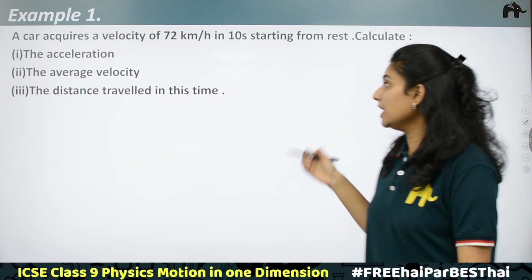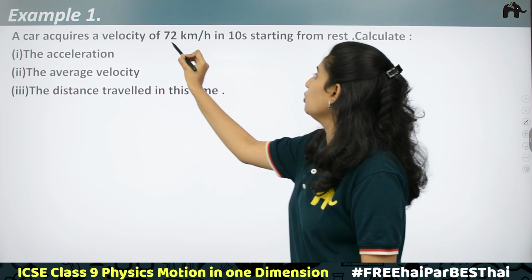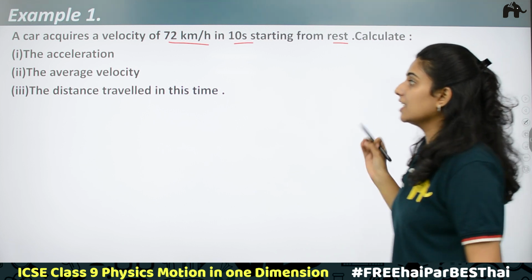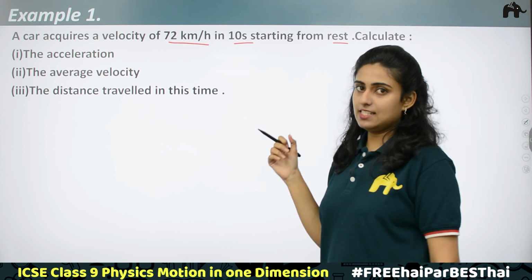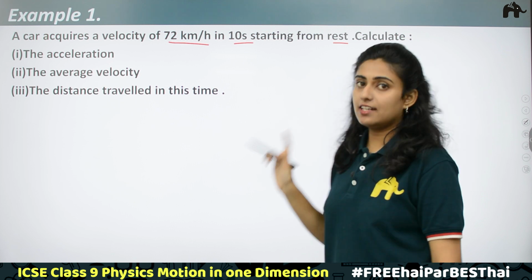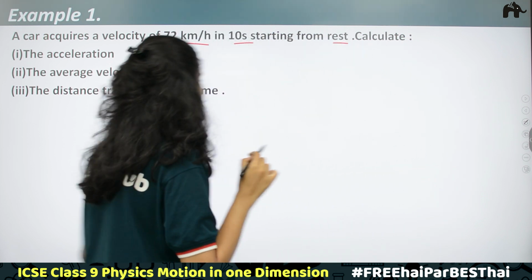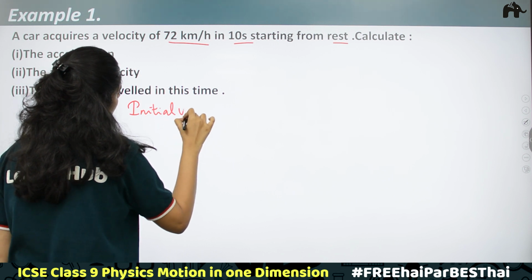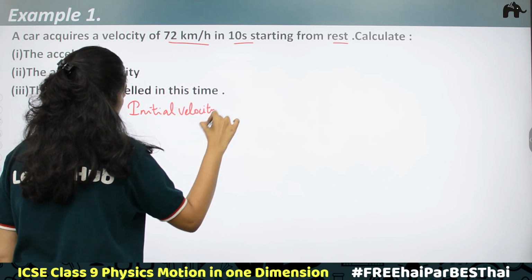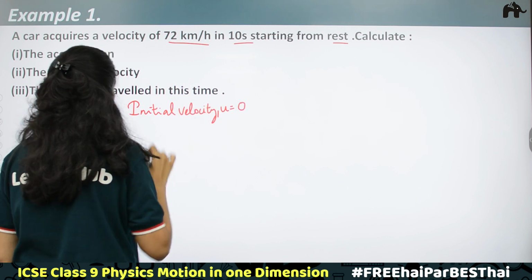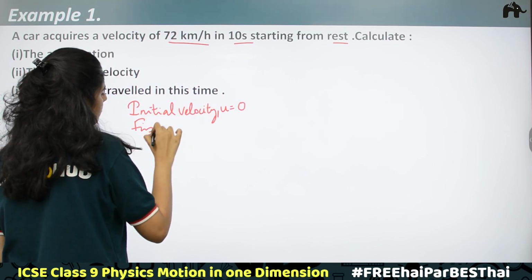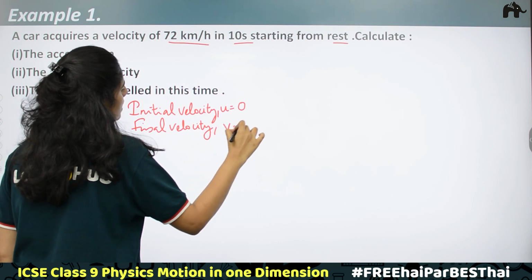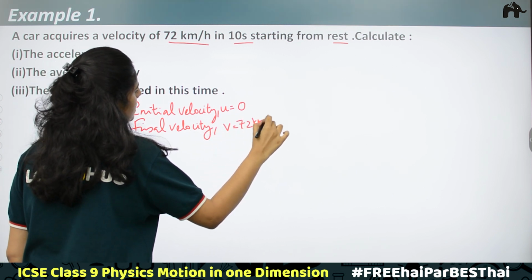Let us take an example. A car acquires a velocity of 72 km per hour in 10 seconds starting from rest. Calculate the acceleration, the average velocity and the distance travelled in this time. So here the car is starting from rest, which means the initial velocity U is equal to 0. Now final velocity is given. Final velocity V is equal to 72 km per hour.